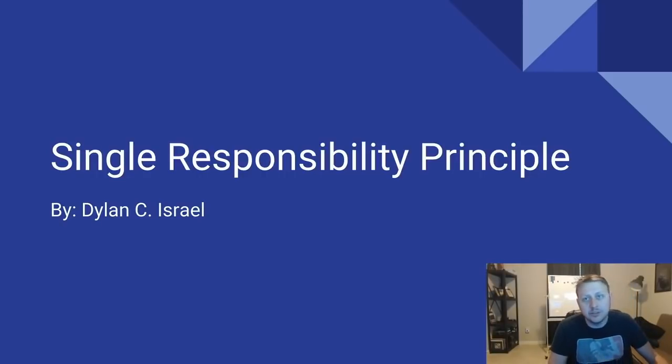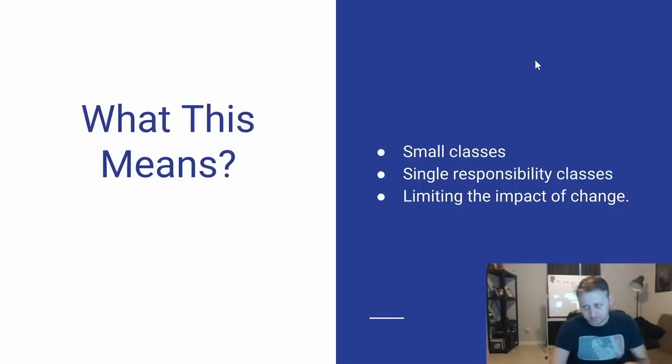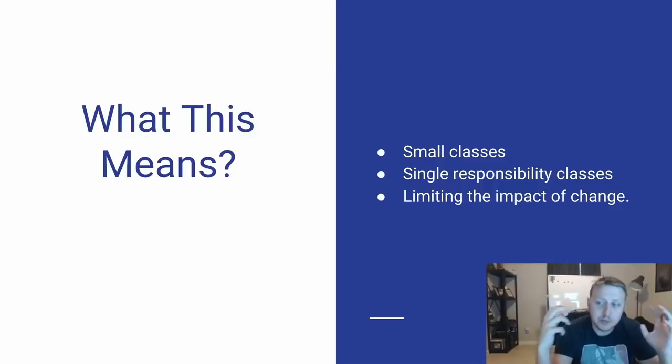Today we're going to be talking about the first letter of the SOLID acronym, the S, the single responsibility principle. I will be your host as always, Dylan Israel. So what exactly is the idea behind the single responsibility principle? Well, it states that every software module should have one and only one reason to change. Now, what does that actually mean? It means that we're going to have smaller classes, single responsibility classes, and this is going to allow us to limit the impact of change.